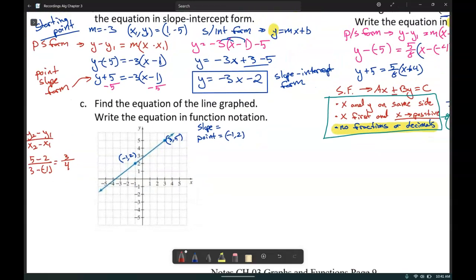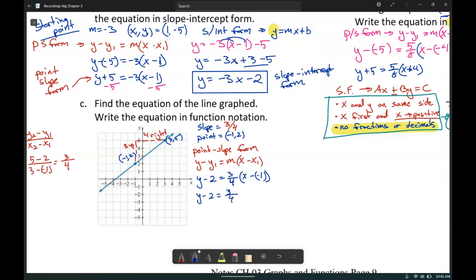But we could also just count. 1, 2, 3 units up. 1, 2, 3, 4 units right. So either way, we get our slope of 3/4. So now we can use our point slope form: y minus y1 equals m times x minus x1. The y we chose was 2. Our slope is 3/4. And the x we chose was -1. So y minus 2 equals 3/4 times x plus 1.